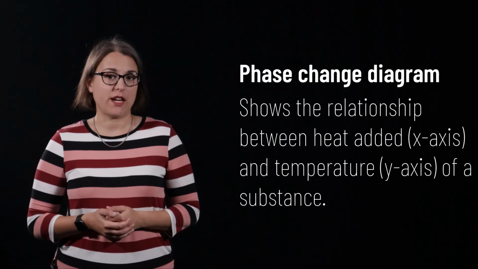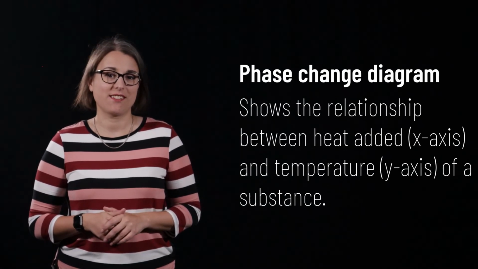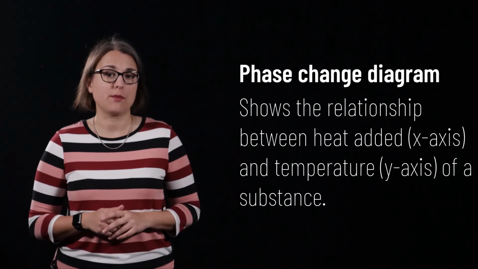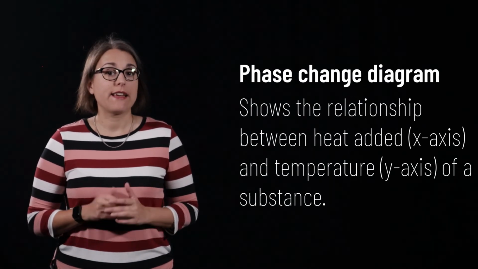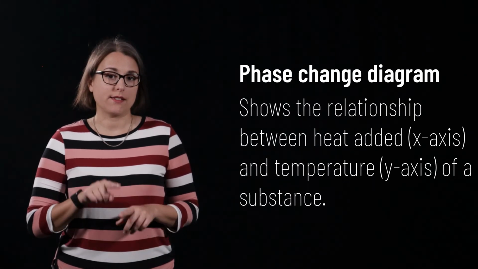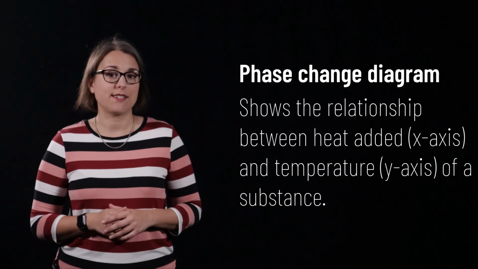A phase change diagram shows the relationship between temperature and heat in a substance. The x-axis of the graph shows how much heat is added to a substance. In our class, that heat will be measured in units of calories. Along the y-axis is the temperature of the substance, measured in units of degrees Celsius.